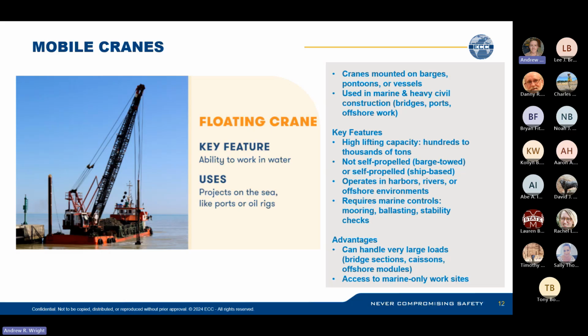Key features include a high lifting capacity, hundreds to thousands of tons sometimes. There are basically two types: not self-propelled, meaning that a barge just tows them, or self-propelled, meaning that they're ship-based. They operate in harbors, rivers, or offshore environments, oil rigs, or what have you. They require marine controls, mooring, ballasting, stability checks, all that.